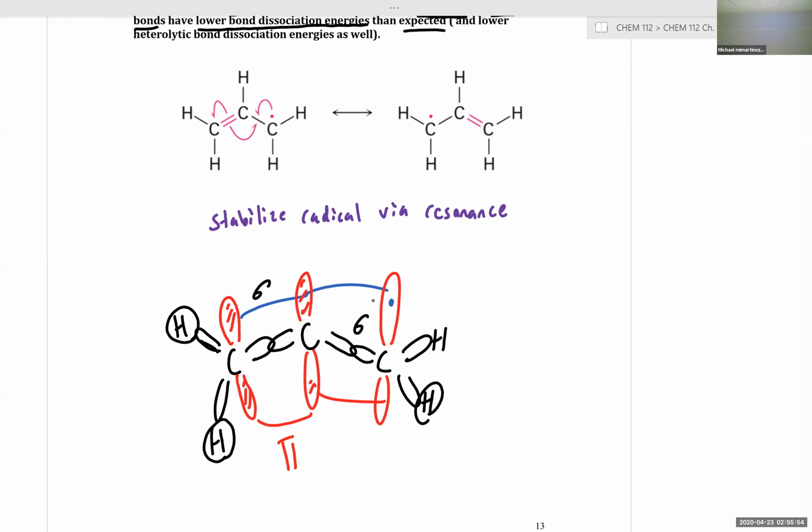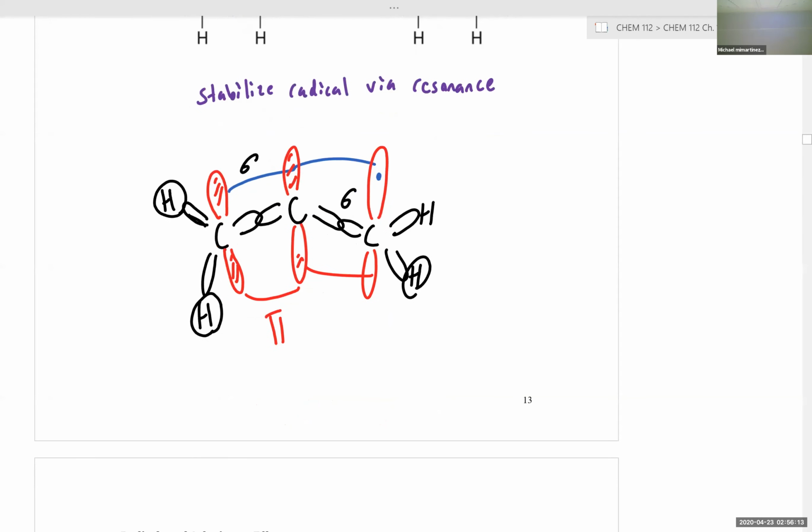The radical is being held in an empty p orbital, just like what we saw with resonance stabilization of anions, for example. So that makes sense as to why it's relatively easy to generate allylic radicals, because they're stabilized via resonance and they're relatively low in energy.